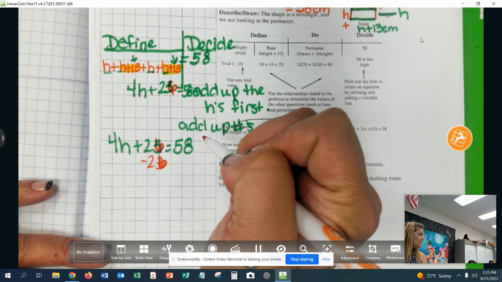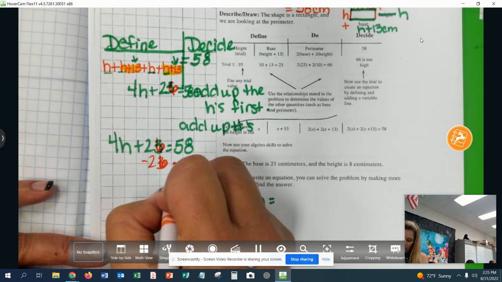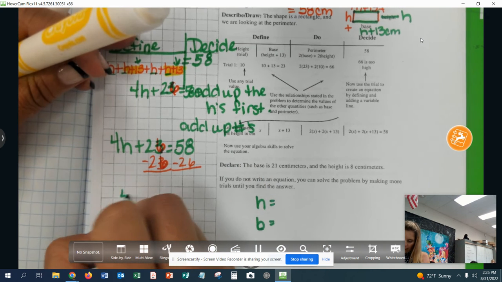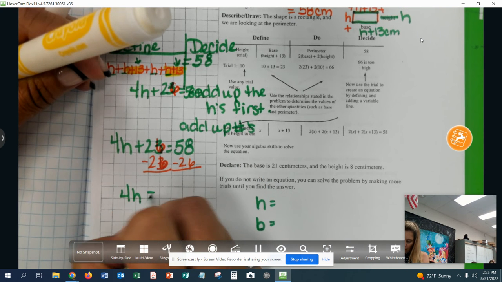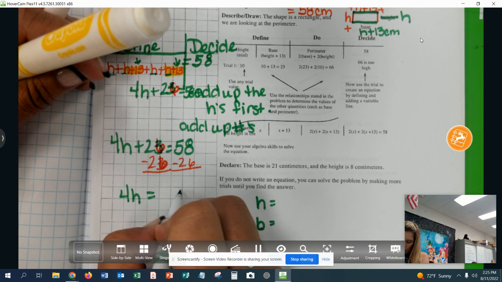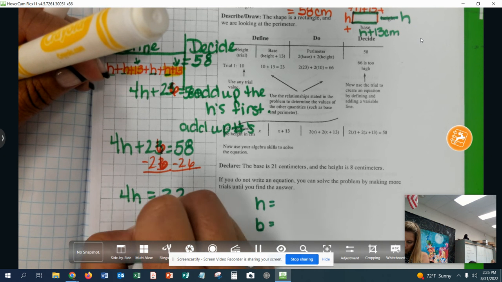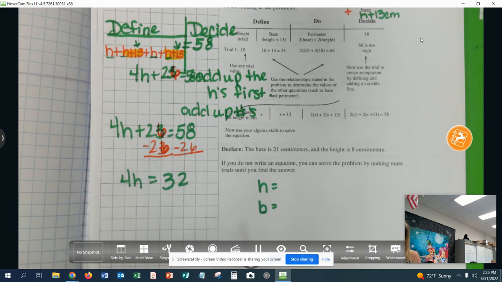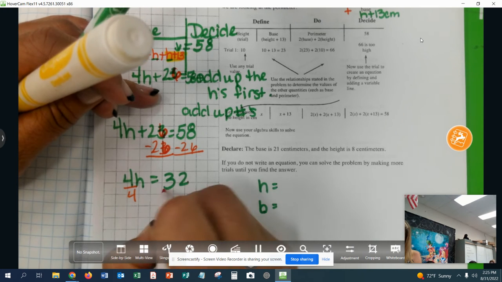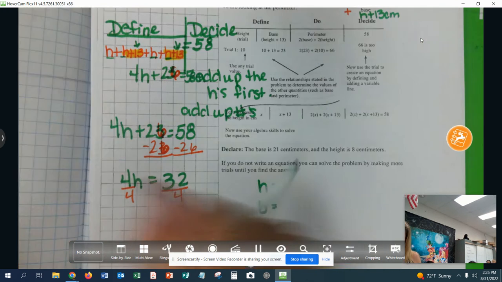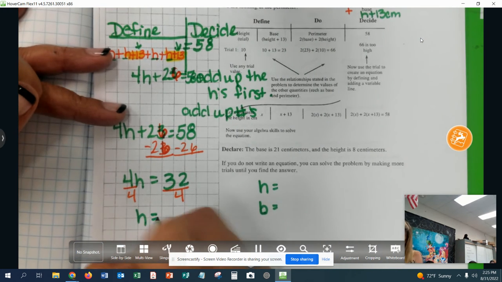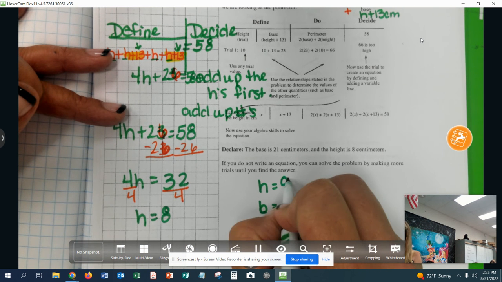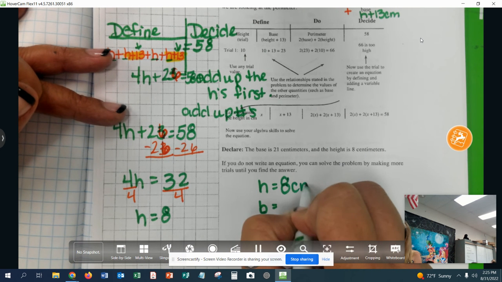Minus 23 from both sides. 4h equals 32. Divide by 4. Divide by 4. h equals 8. So the height equals 8 centimeters.